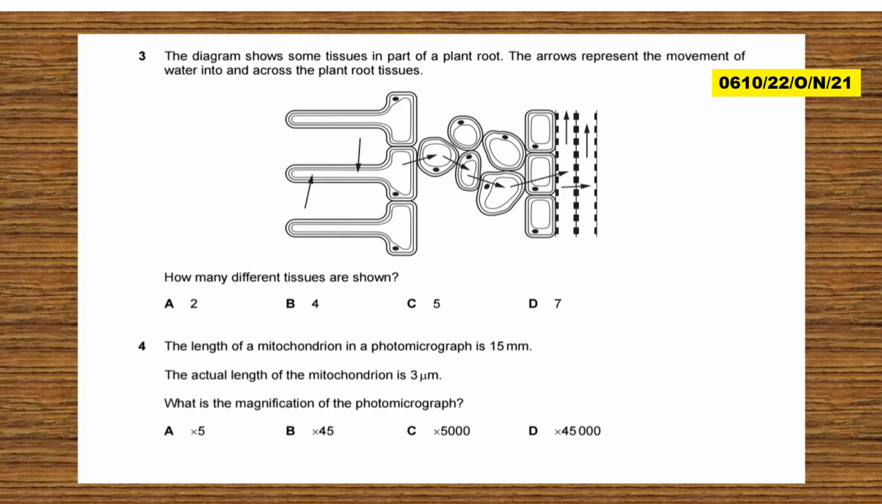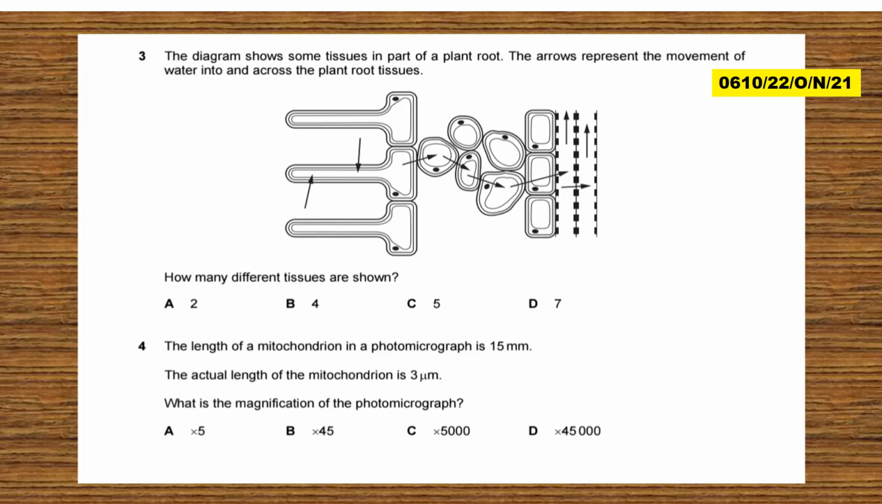This is paper 2, variant 2, October-November 2021. The diagram shows some tissues in part of the root. Arrows represent the movement of water in and across the plant root tissues. How many different tissues are there?